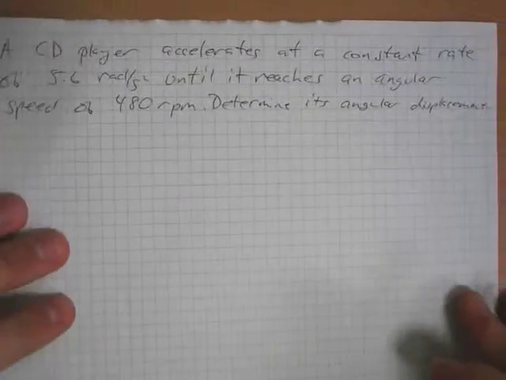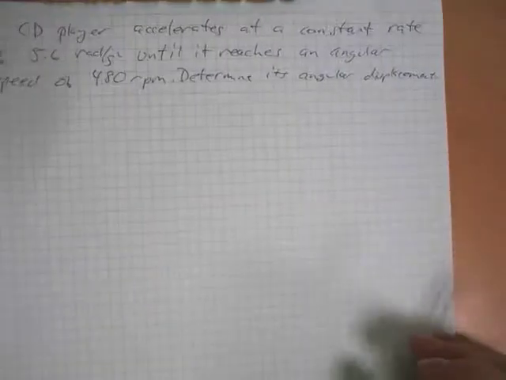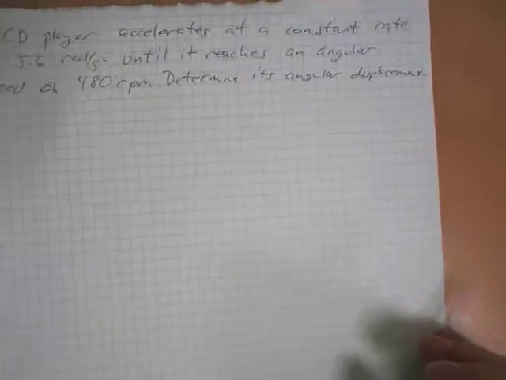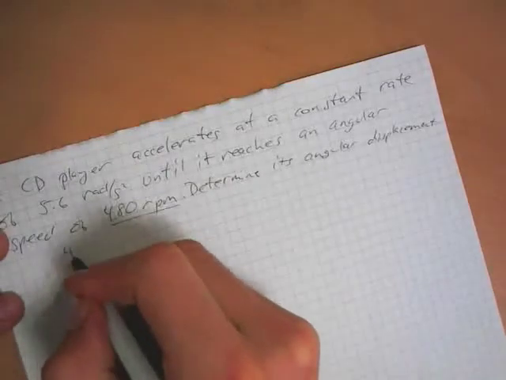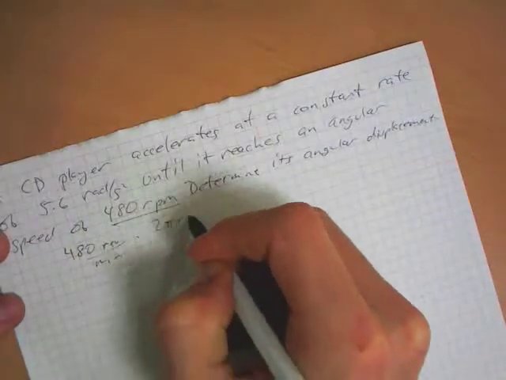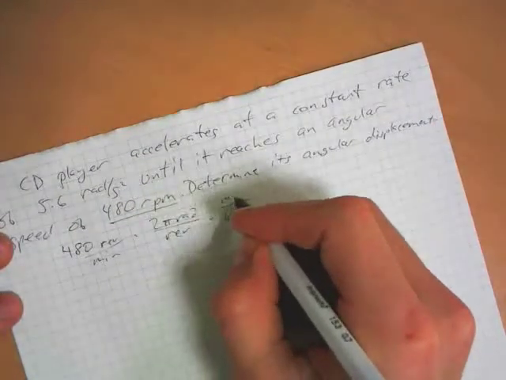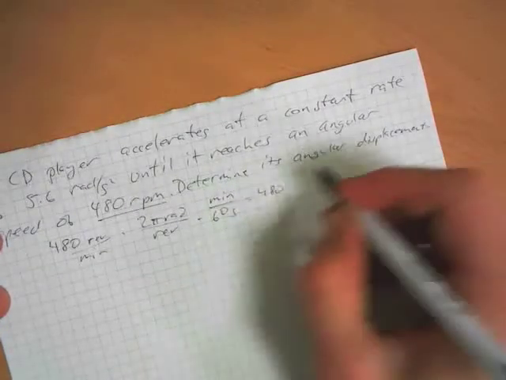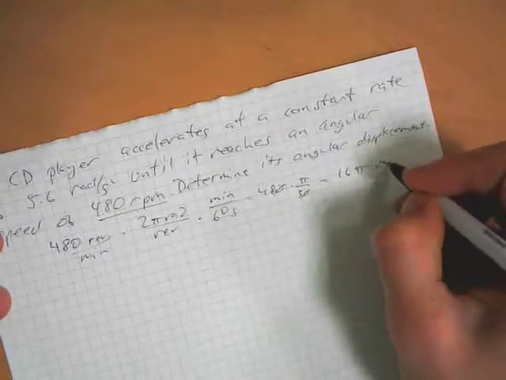We can also do problems involving using our kinematic equations. So let's say we've got a CD player that's accelerating the CD at a constant rate of 5.6 radians per second squared until it reaches an angular speed of 480 revolutions per minute. Determine its angular displacement during this time. Well, first off, revolutions per minute we need to convert to radians per second. There are 2 pi radians in 1 revolution, and there are 60 seconds in 1 minute. So that's 480 times pi over 30. We can chop off the zeros. 48 divided by 3 is 16. So we get 16 pi radians per second.